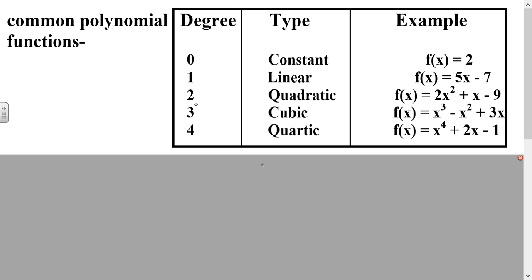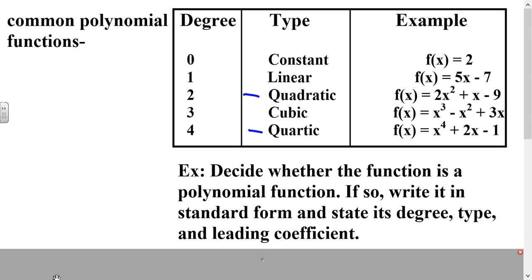If it has a degree of 2, which means it has x squared, then that would be quadratic. If it has x cubed, then that would be cubic. That one's pretty easy to remember. And then if it has x to the 4th power, it's called a quartic function. The two that are kind of hard to remember are quadratic and quartic because they're very similar. So just make sure you practice the differences between those two. And the others should be pretty easy to remember.